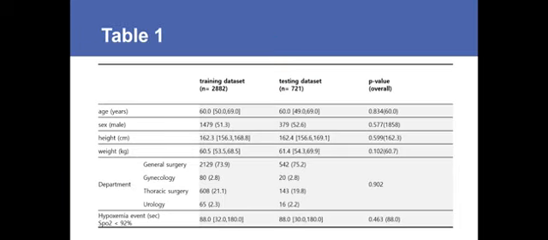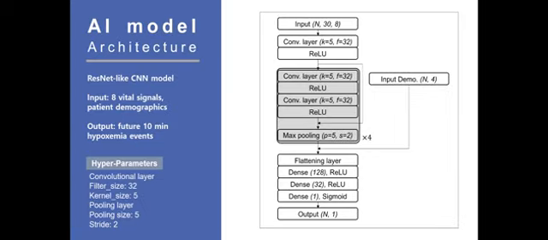Training data and the test data is as follows. The p-value of age, sex, height, weight, hypoxemia events is larger than 0.05, which means that there is not any meaningful difference between training and test data. The structure of our deep learning model is as follows. We used the CNN model, which adopted the ResNet structure and made it consist of 4 residual blocks. Demographic information of a patient is analyzed after finishing feature extraction of the convolution layer.